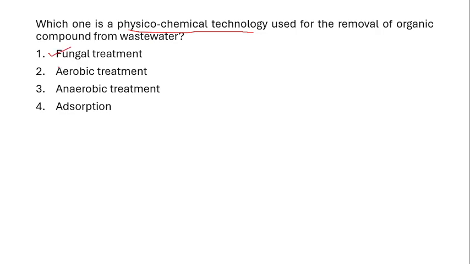All the fungi, aerobic organisms, anaerobic organisms are all biological treatment based methods, right? Biological methods. So the physicochemical technology used here is only the adsorption method, where the adsorbents are used to capture the contaminants, which is nothing but the adsorbate. Okay. So adsorption is the right answer. It is the physicochemical technology used for the removal of organic compound from wastewater.